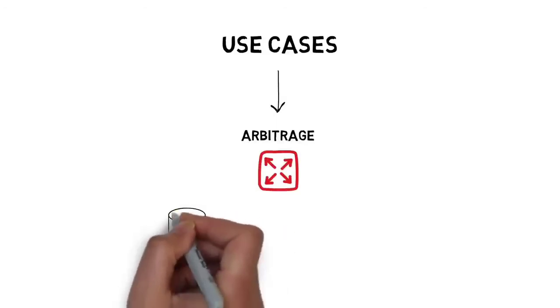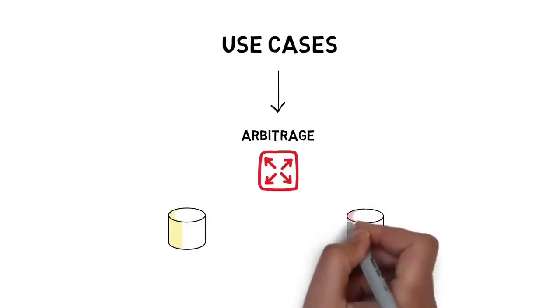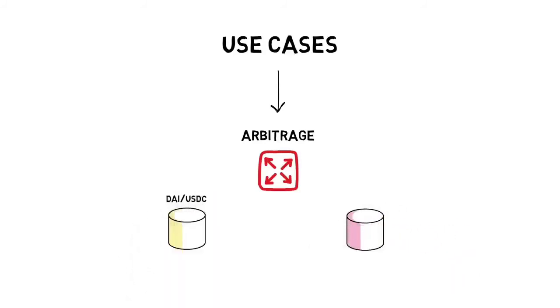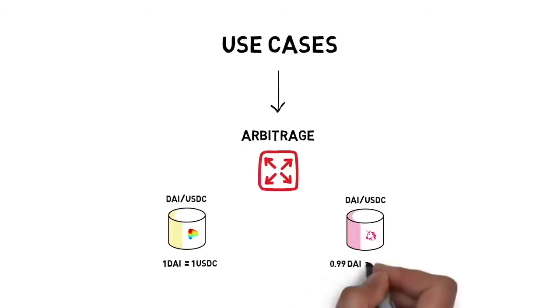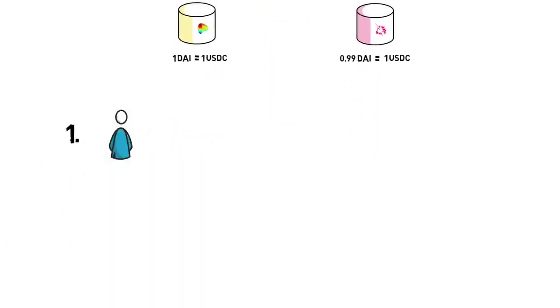Let's imagine that there is a price discrepancy in the DAI USDC pools between Uniswap and Curve. You can trade 1 DAI for 1 USDC on Curve, but you only need 0.99 DAI to buy 1 USDC on Uniswap. Now, you can try to execute the following arbitrage.